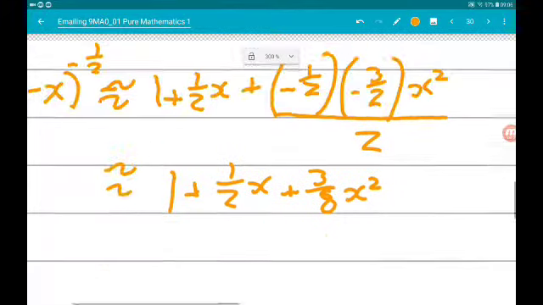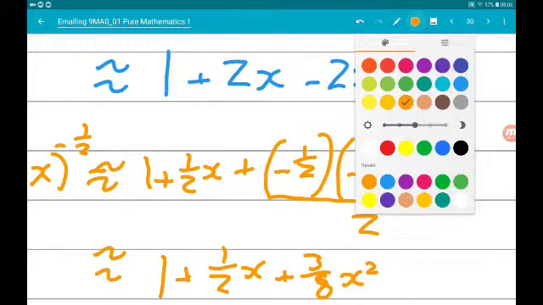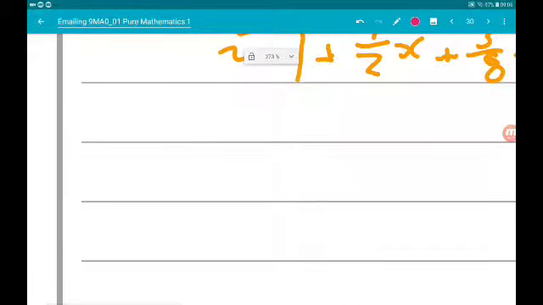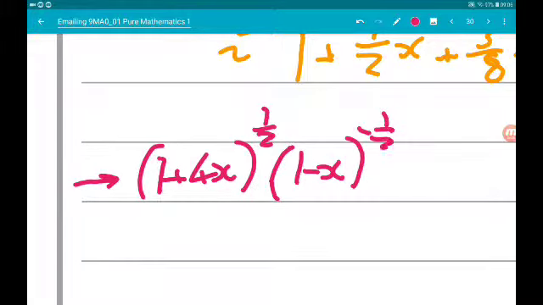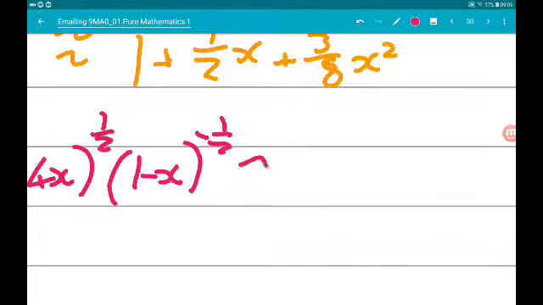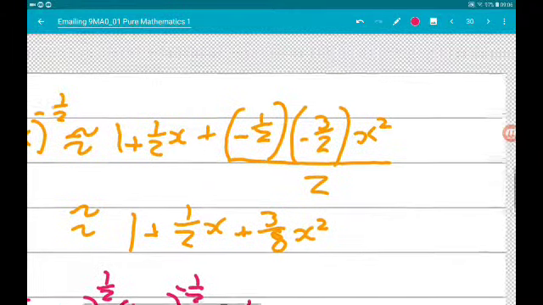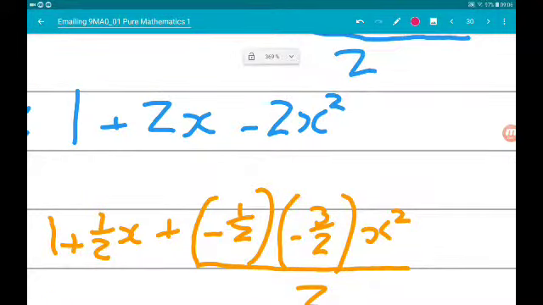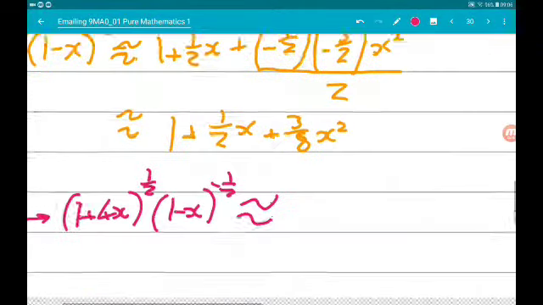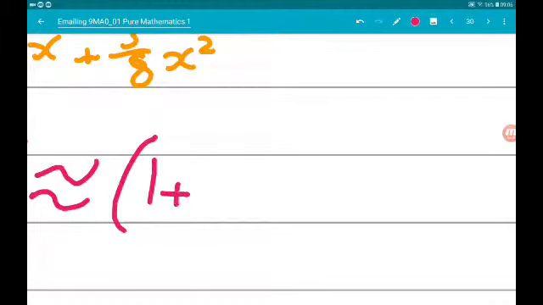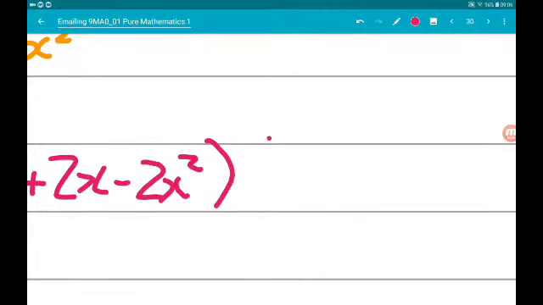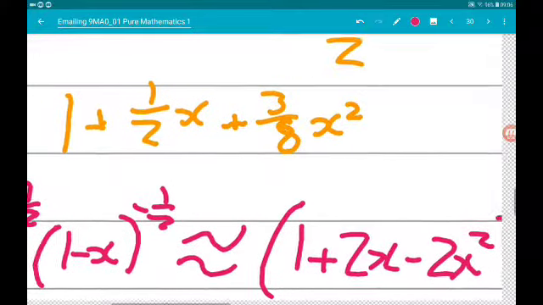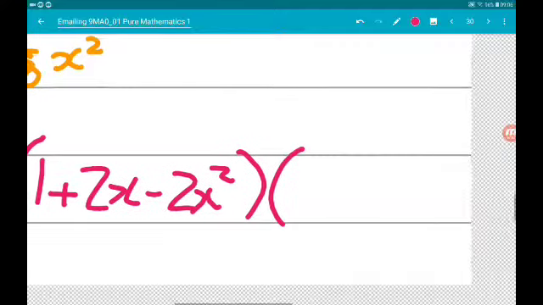Okay, so now we got the two separate expansions. We can say that 1 add 4x to the half times 1 minus x to the minus half is approximately equal to 1 add 2x minus 2x squared times 1 add a half x add 3/8 x squared.